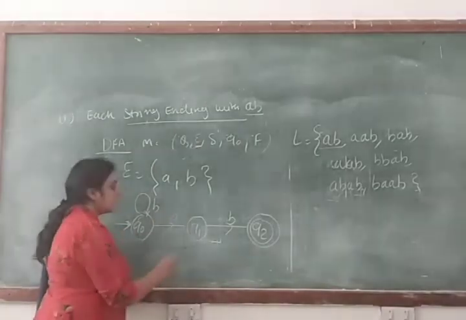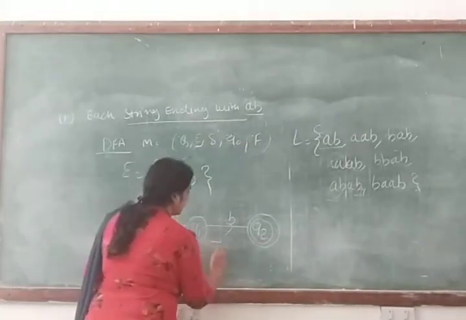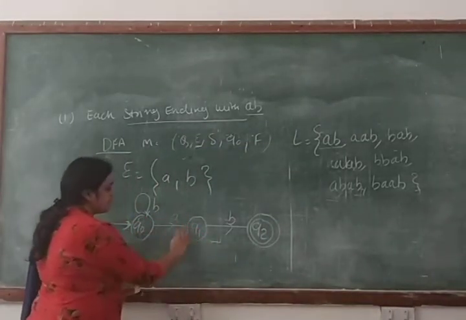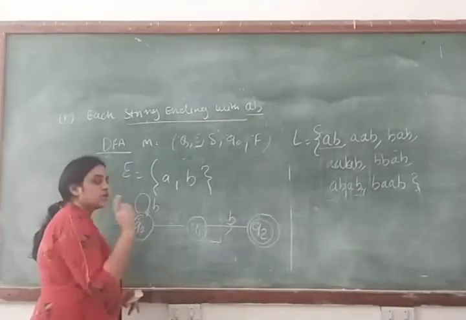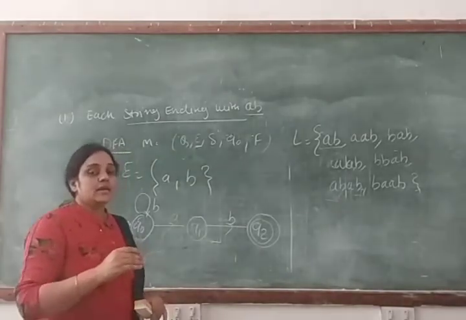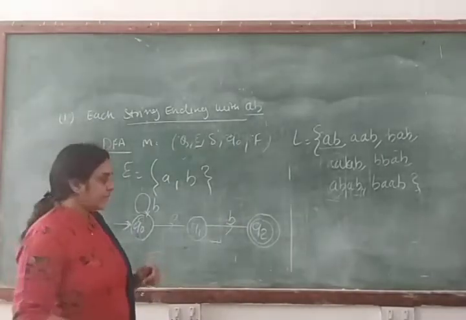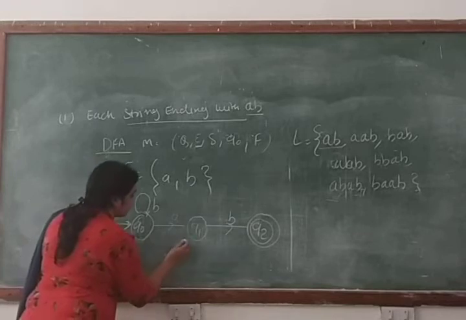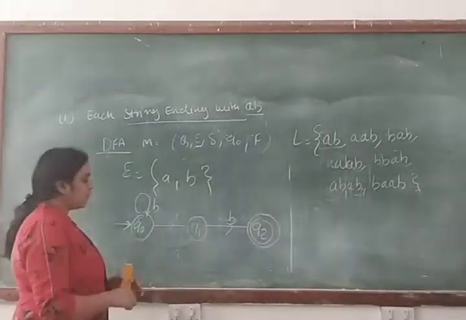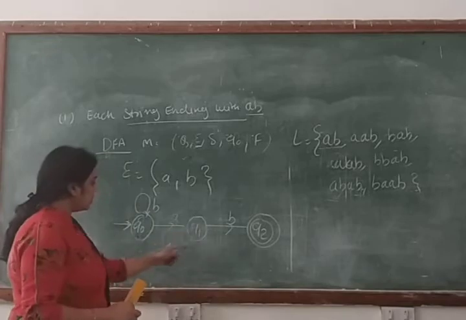Now, your Q1 state has a transition for input symbol A. If you are making a transition from Q1 to Q2 for the input symbol A, then what will happen? In that case, your machine will accept A. Clear? And after making this transition, you will check whether this string is a part of your language or not. This string is not part of your language, so that's why we cannot make this transition. Now we will check from Q1 to Q0.